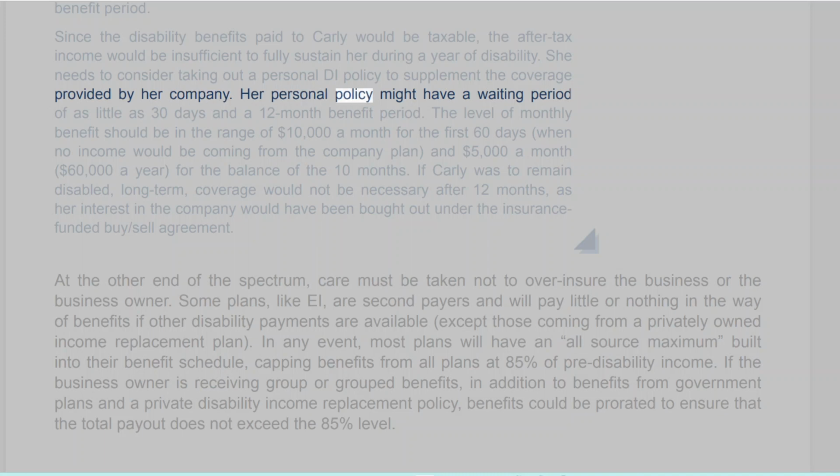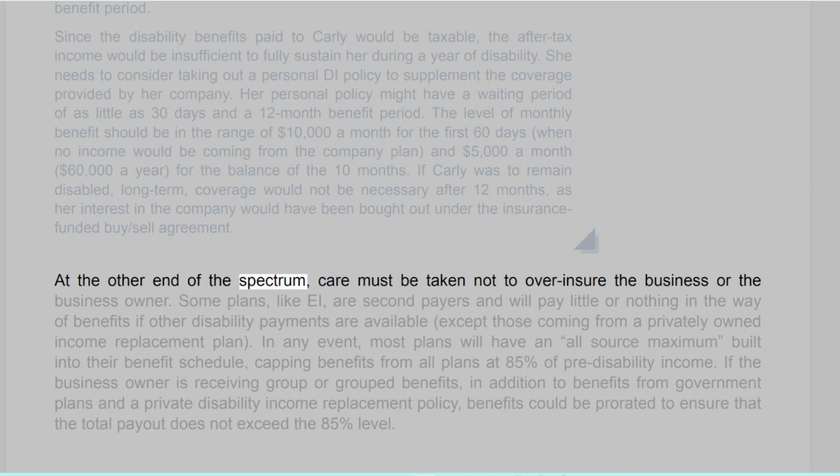Her personal policy might have a waiting period of as little as 30 days and a 12-month benefit period. The level of monthly benefit should be in the range of $10,000 a month for the first 60 days, when no income would be coming from the company plan, and $5,000 a month, $60,000 a year, for the balance of the 10 months. If Carly was to remain disabled long-term, coverage would not be necessary after 12 months, as her interest in the company would have been bought out under the insurance-funded buy-sell agreement.